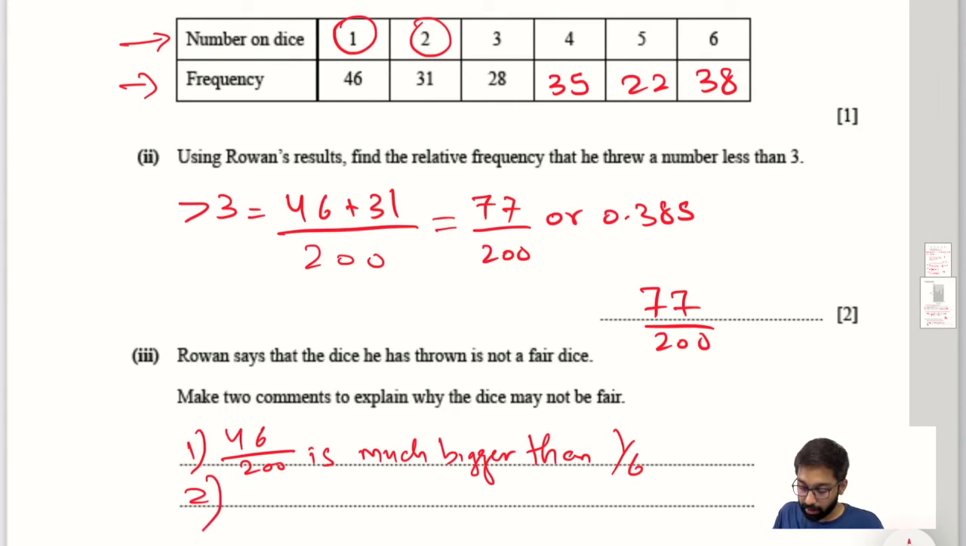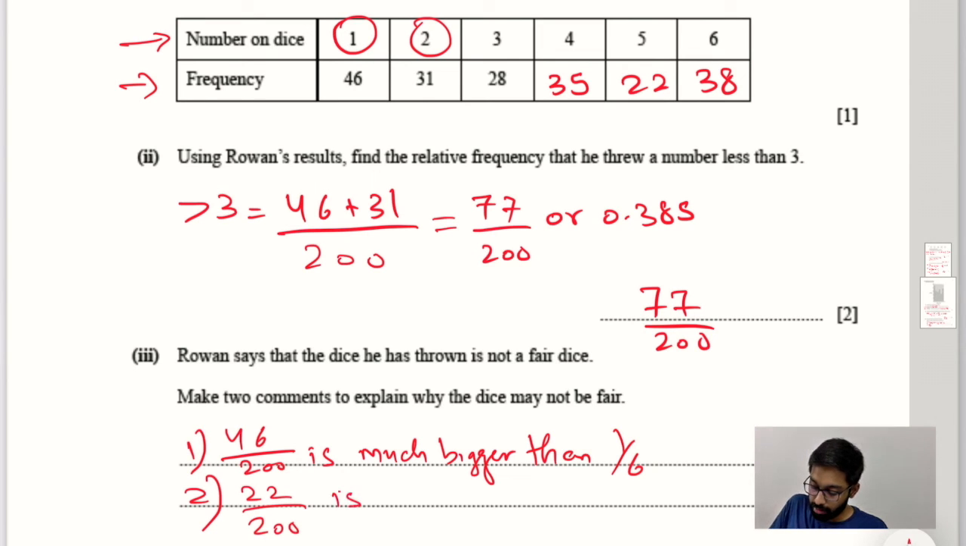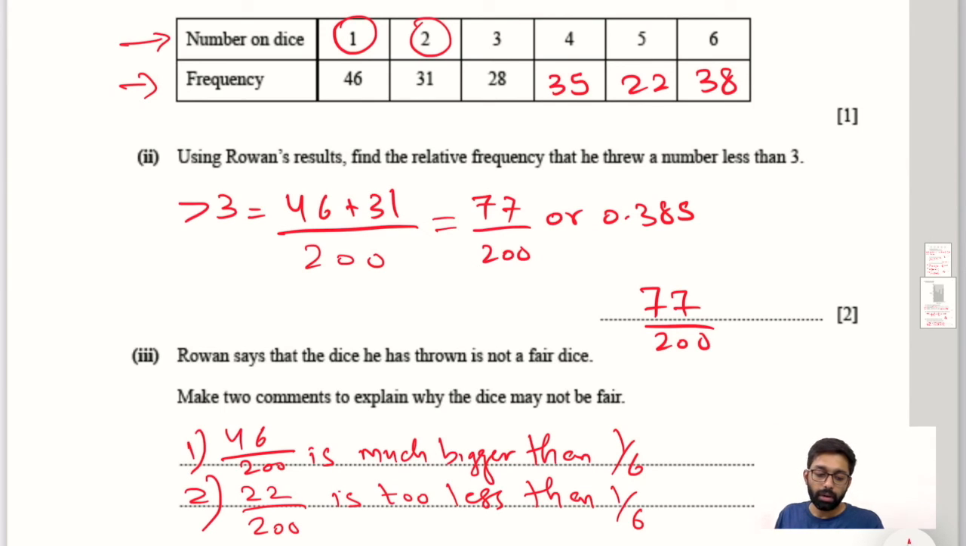The second comment that I can make is the lowest number of times that he got was 5, which is 22 over 200, which is less compared to a probability of 1 over 6 for each of these numbers. So you write 22 over 200 is less than 1 over 6, because if we simplify 22 over 200, it simplifies to somewhere around 1 over 10. So that is not a possibility in a fair 6-sided die. It should be 1 over 6.